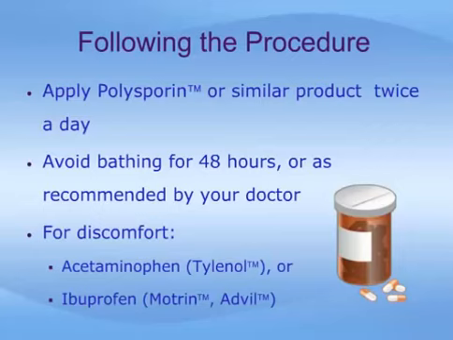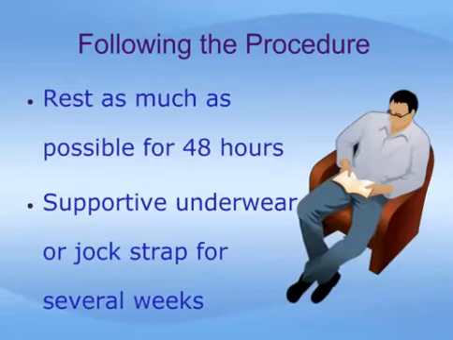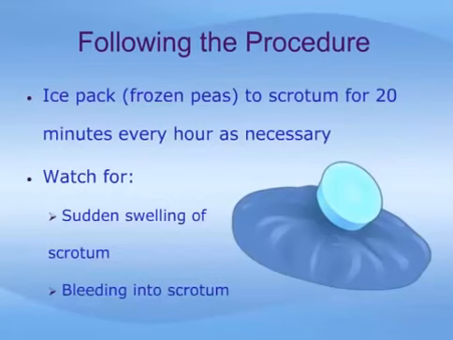If you experience discomfort after the procedure, it is best to take an over-the-counter painkiller such as acetaminophen or ibuprofen. Your doctor may prescribe you something stronger than this. It is important that you rest for 48 hours to avoid straining the area and causing bleeding or pain. It is also helpful when you first get home to gently apply an ice pack, such as a frozen bag of peas, to the scrotum, but do not leave it on the area for more than 20 minutes at a time, and do this only once per hour as necessary.